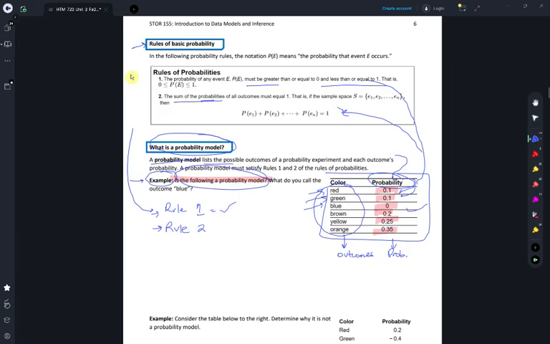For rule number two, the sum of all the probabilities must be equal to 1. This is a good point to grab your calculator and add up the probabilities. And the sum of all probabilities, when I computed it, was equal to 1. So since both rules are followed by this table here, we can say that this table is a probability model.